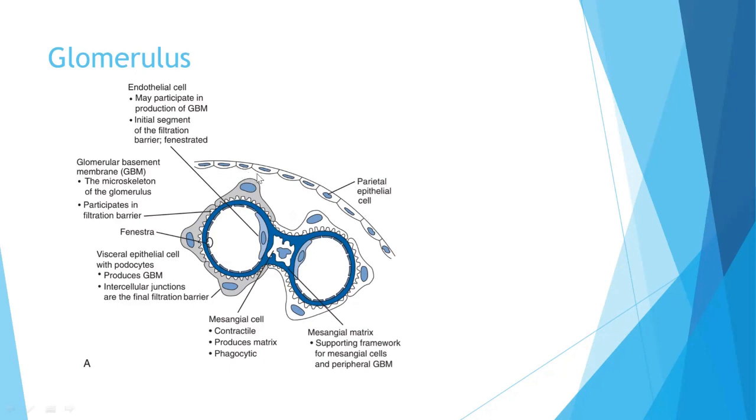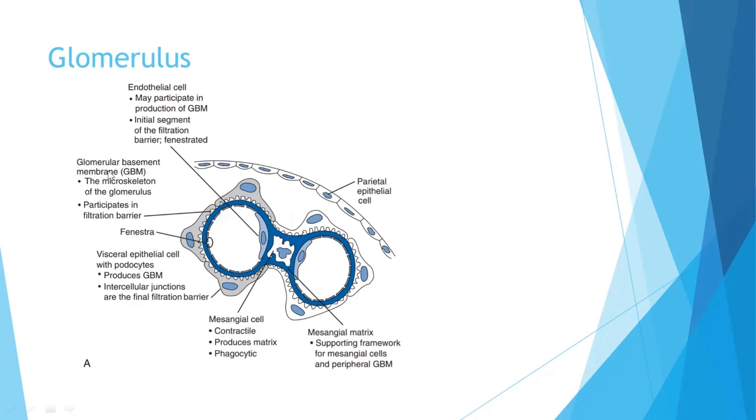So, parietal epithelial cell, okay. After that, we have the endothelial cell. The endothelial cell may participate in the production of the glomerular basement membrane and the initial segment of the filtration barrier, and it is fenestrated. This lining is the endothelial cell, and in between the endothelial cells there are small gaps. These are called the fenestrations.